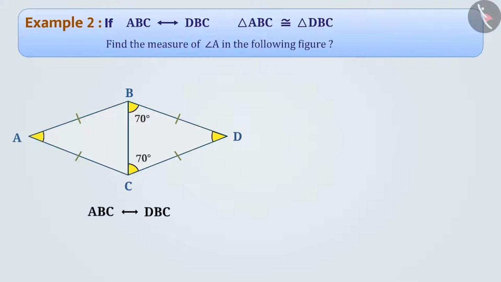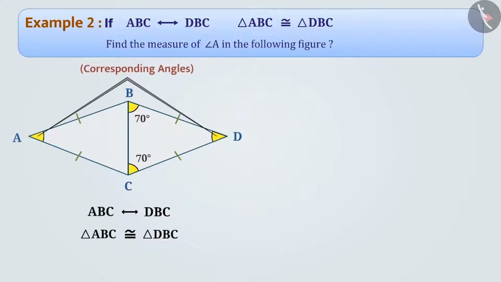Here, ABC is matching with DBC, and triangle ABC is congruent to triangle DBC under this combination. Here, angle A and angle D are the corresponding angles of congruent triangles ABC and DBC. Can you tell what the relationship between these angles will be? Think. Absolutely correct. Since the corresponding parts of congruent triangles are equal, the corresponding angles, angle A and angle D, will also be congruent.